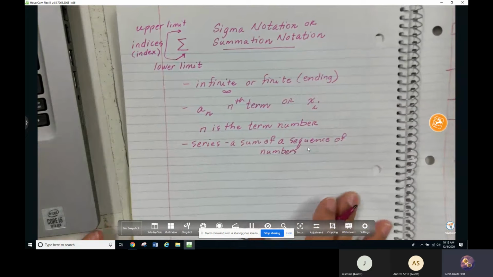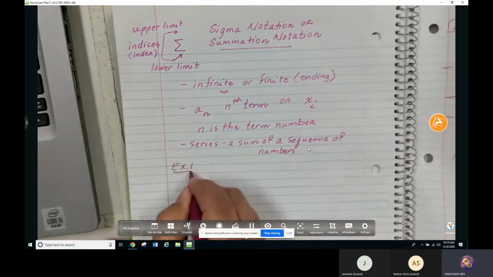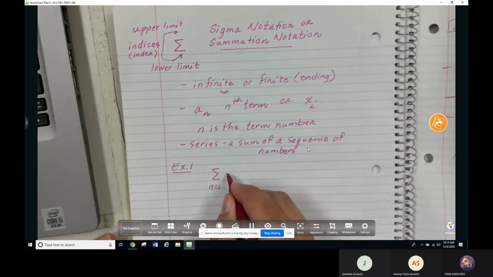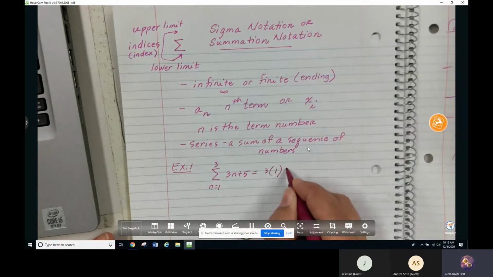So it's a lot easier to understand when you actually do a problem. So example 1: do the summation of 3n plus 5. We'll start with 1 and end with term 3. Okay, so you're going to put 1 in first. 3 times 1 plus 5.